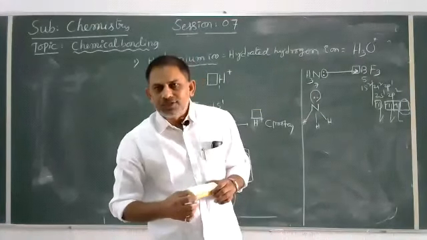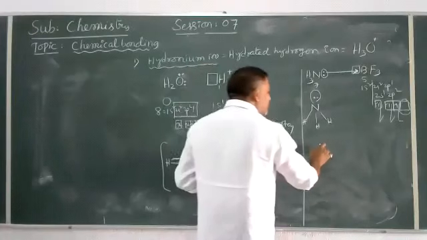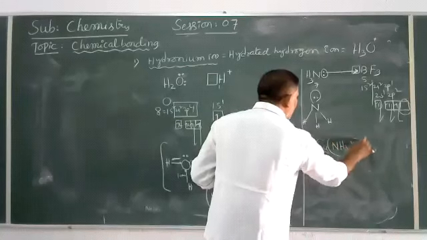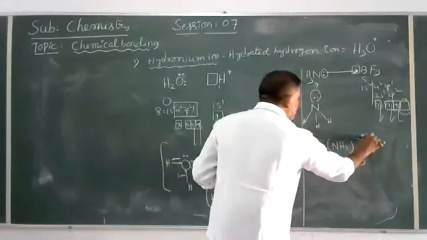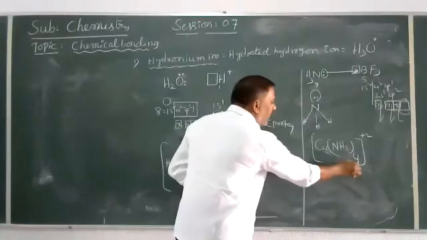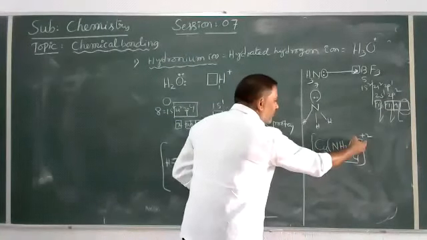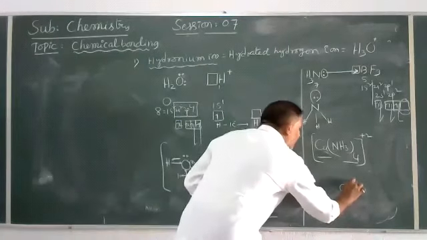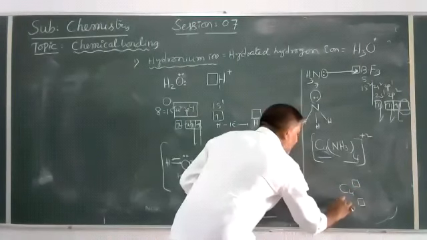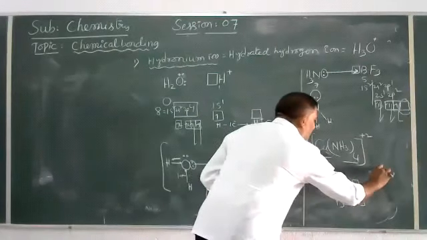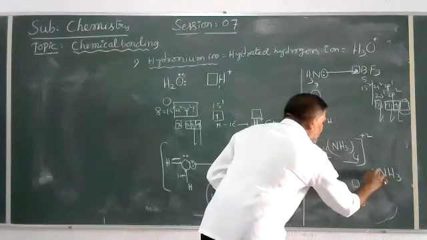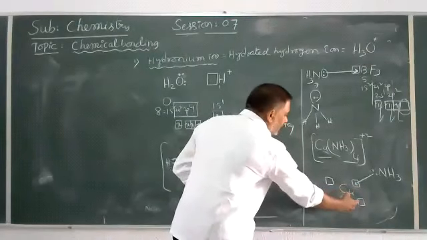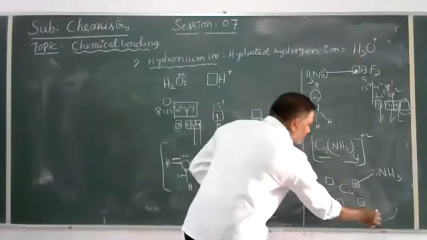In second year, in coordination compounds, complex compounds, one example is [Cu(NH3)4]2+. This is the tetraamminecopper(II) complex ion. It is a cationic complex. Around copper, the 4 vacant orbitals are there. These 4 vacant orbitals are ready to receive one electron pair from each ammonia molecule. That's why 4 ammonia molecules are required.